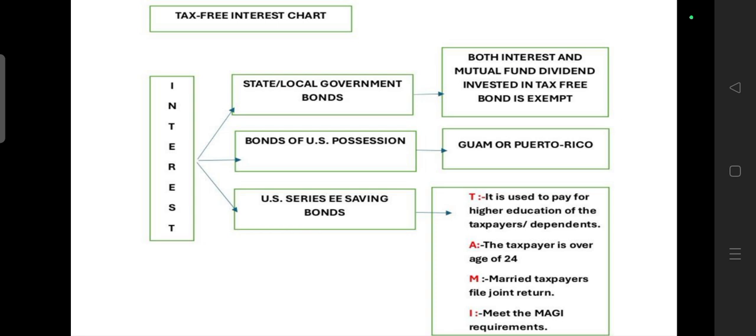Then educational expense saving bonds. I want to save, I will get the tax benefit also. And what are the conditions for that? We must remember the keyword TAMI. And I'm summing up this interest discussion.